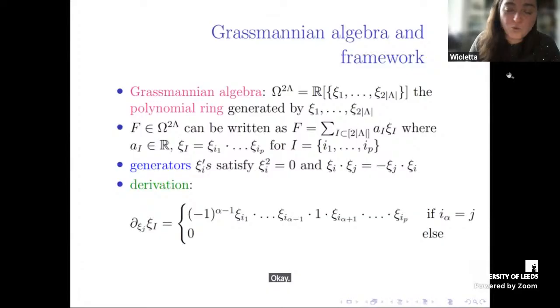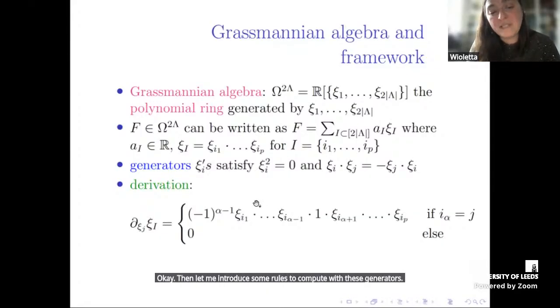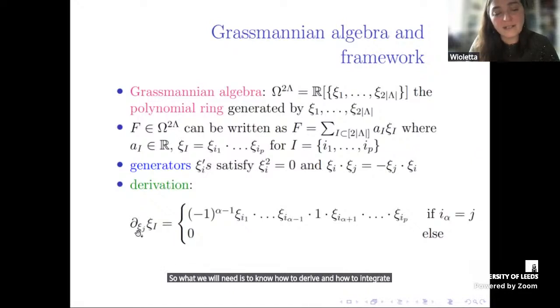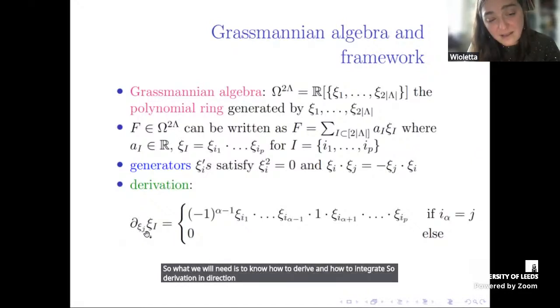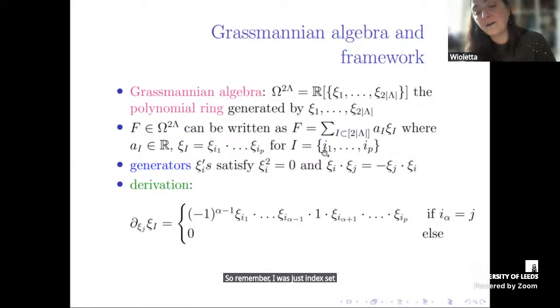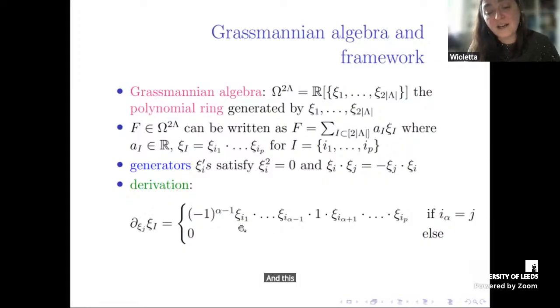Then let me introduce some rules to compute with these generators. What we will need is to know how to derive and how to integrate. So derivation in direction xi j of this product is defined in the following way. Remember, I was just the index set I1 up to IP, and this is just the product of xi I1, xi I2 up to xi IP.